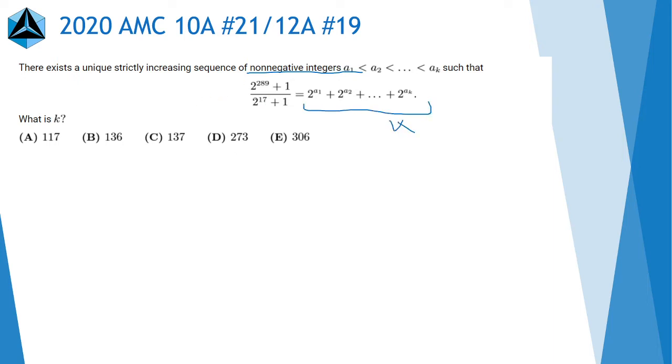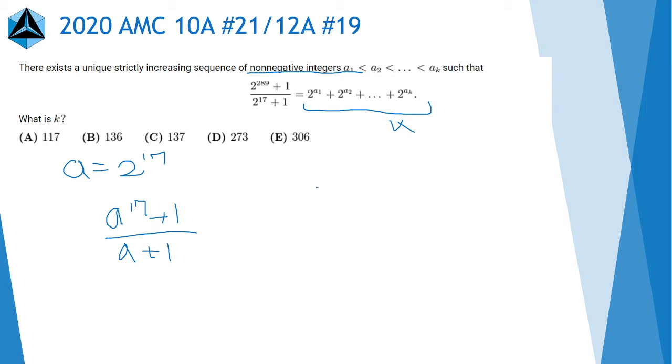Well, first of all, you see that 289 is 17 squared. So for simplification, let's let a equal 2 to the 17th. Then we can write this as a to the 17th plus 1 over a plus 1. Now you can actually know this does divide and it will give you a sequence. But you can also see that it's actually like the finite geometric series formula.